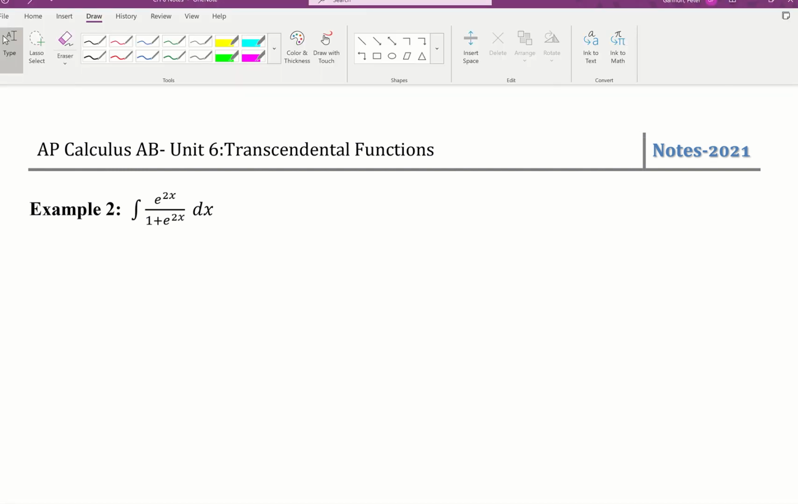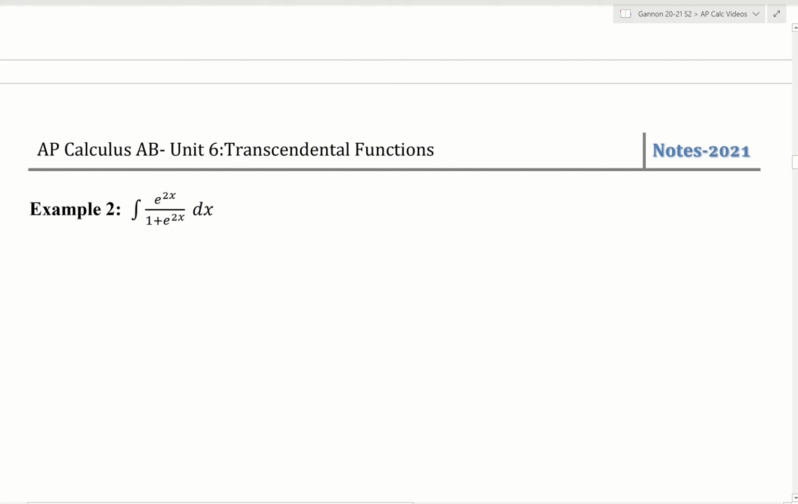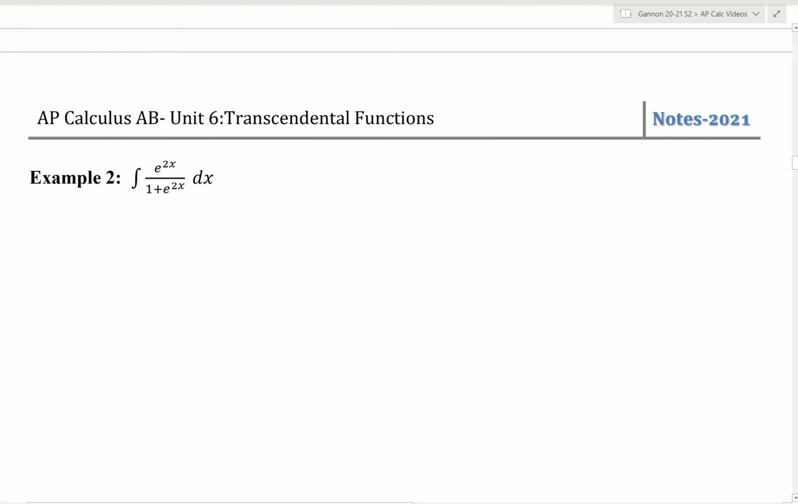Okay, so in this example, we've got the integral of e to the 2x over 1 plus e to the 2x. Things you want to think about is no quotient rule. So most likely we're going to use some form of u substitution. So pause the video, try what you think you would do in this problem, and then we'll take a look together.